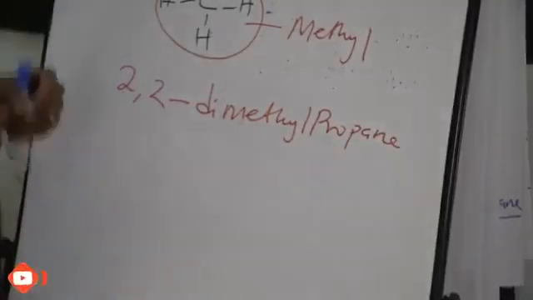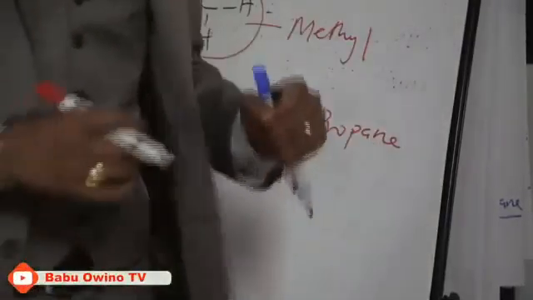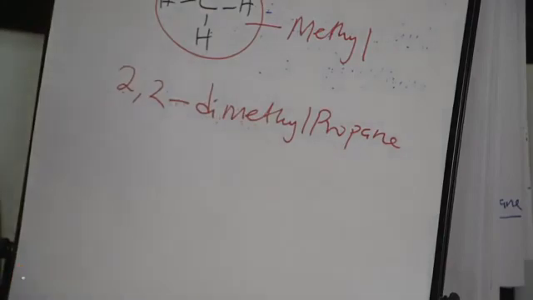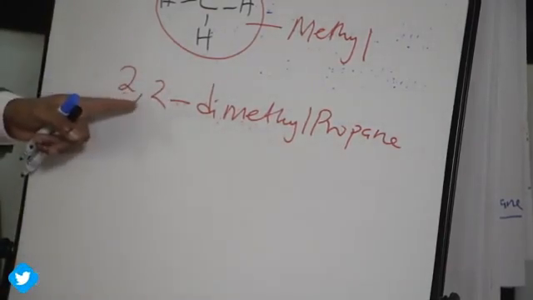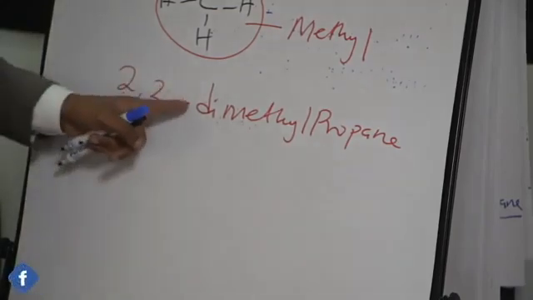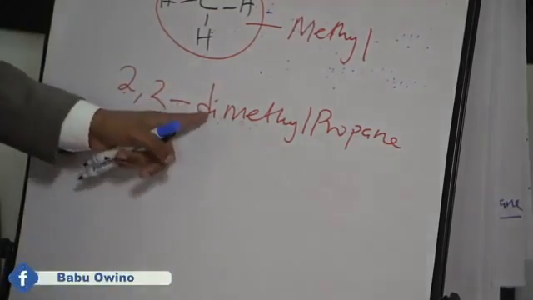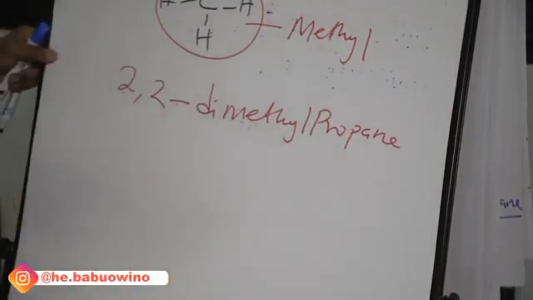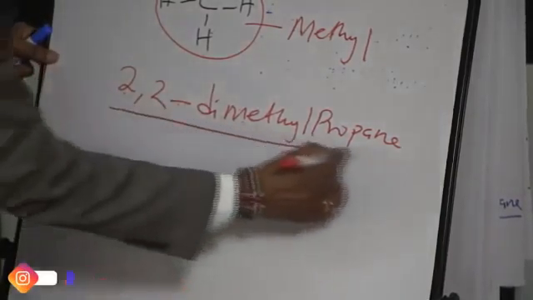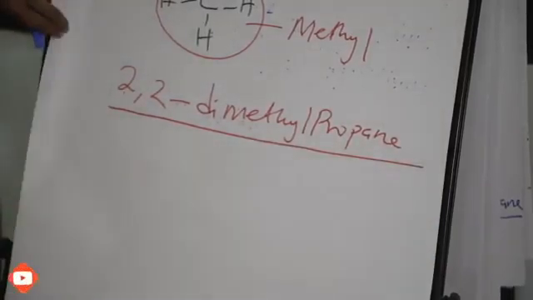This thing is as easy as reciting vowels. So whenever you separate a number and a number, you use a comma. Whenever you separate a number and an alphabetical name, you use a hyphen. So this is 2,2-dimethyl propane. Example 2.